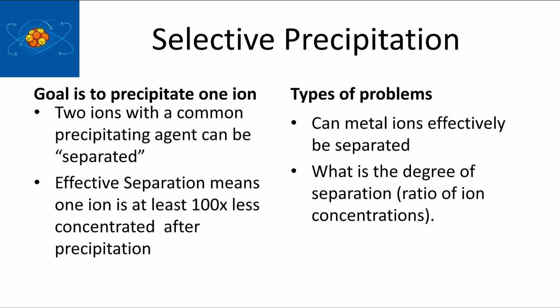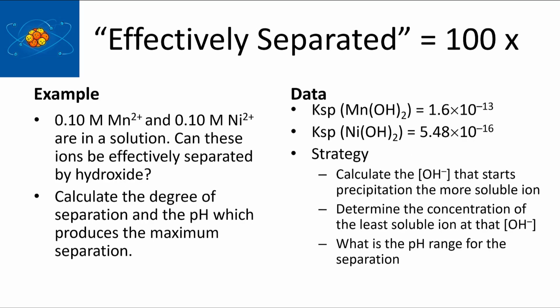The degree of separation is just the ratio of the ion concentrations. So you're looking for 100-fold. You take the ion concentrations, the one that stayed constant and the one that precipitated, and you divide them and you try to get 100 out of that. Okay, that's effective separation. So let's do a number line approach to see what we're doing, and we'll do that when we look at this problem.